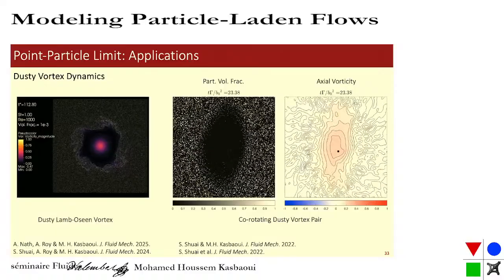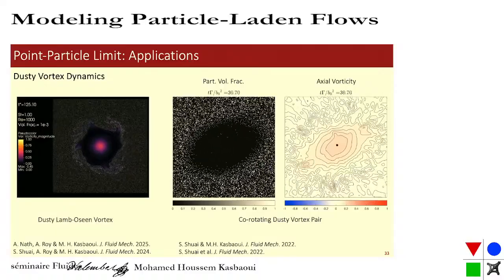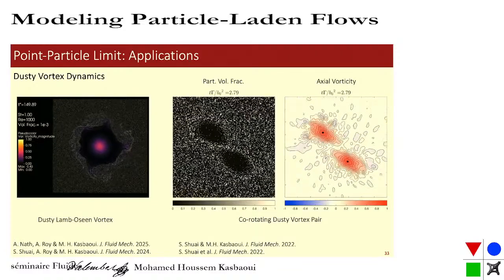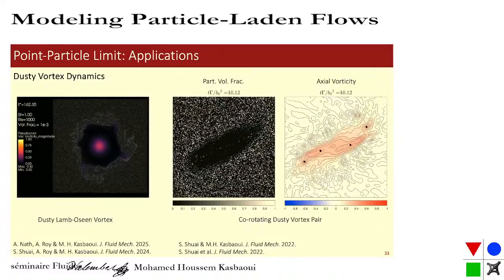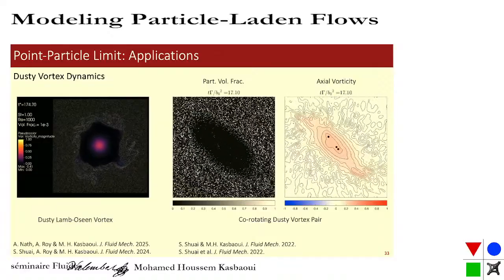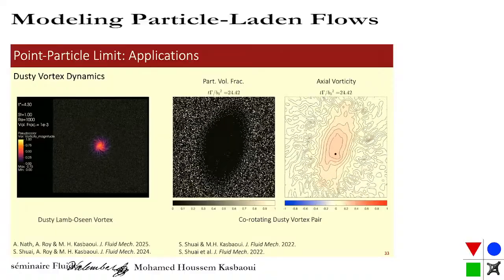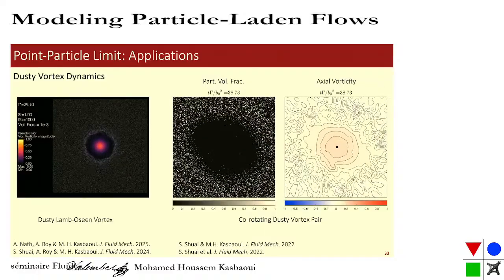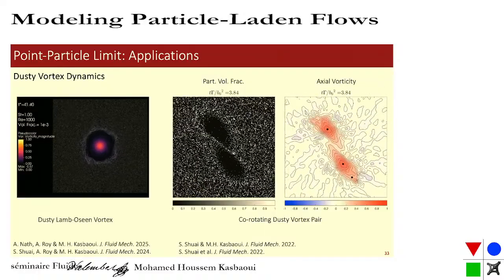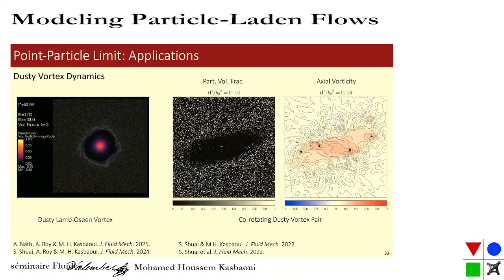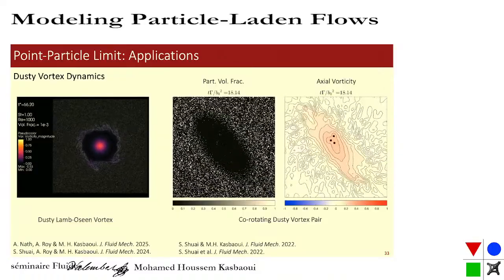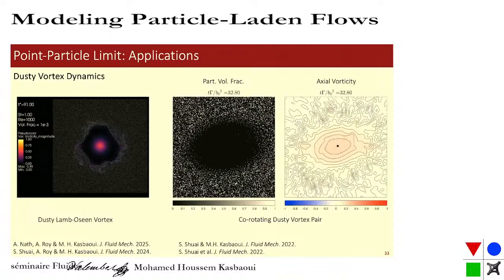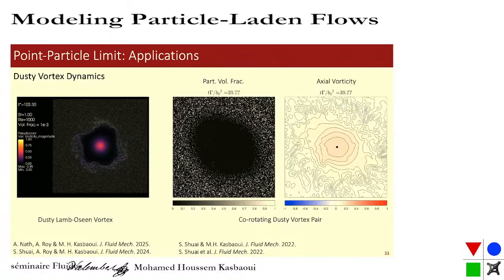dusty vortex pairs that merge, so co-rotating dusty vortices. If you don't have particles, then these vortices will diffuse, grow a little bit for a while, and once they are sufficiently large, they will start merging together. If you add particles, what happens is that they get deformed a little bit, and then the particles are ejected. The particles that get squeezed in the gap push apart the two vortices for a little bit, and then eventually you have this depleted zone, and then the two vortices merge. So very interesting dynamics.